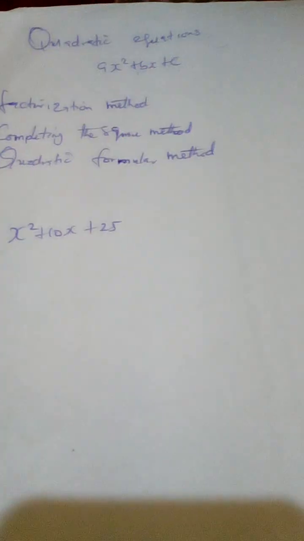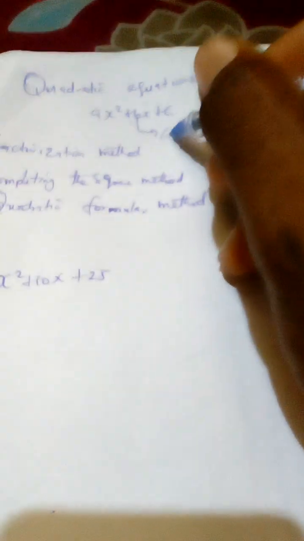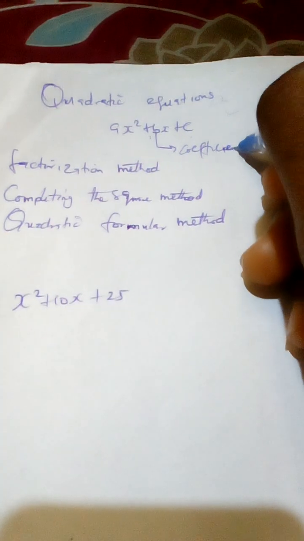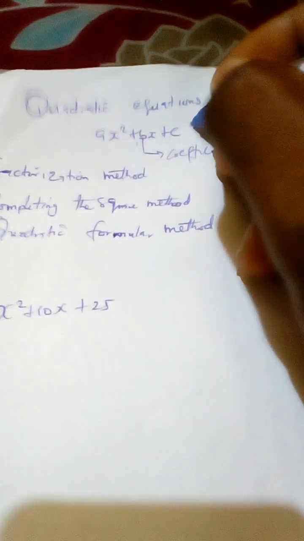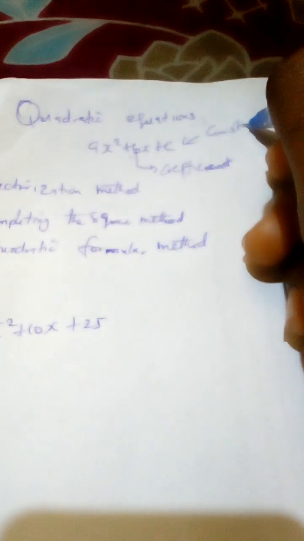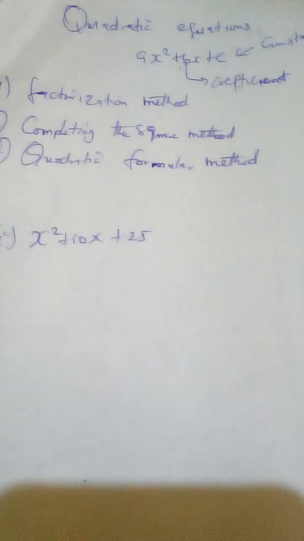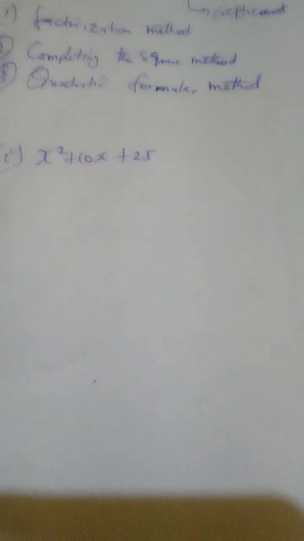You're going to use the steps in solving this question, which says x squared plus 10x plus 25. Now, please listen up. This is the coefficient of x, and this is the constant. So we are asked now to factorize this quadratic equation.